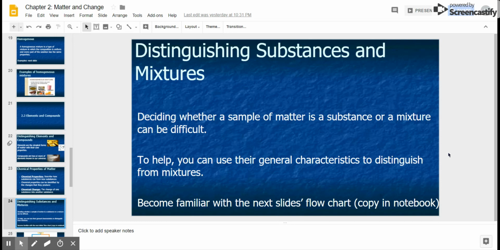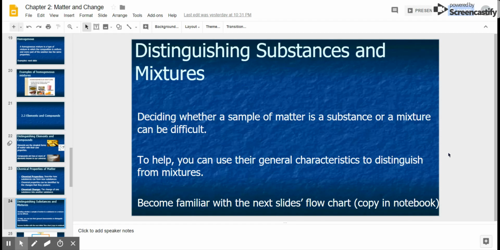So it's very vital that you guys are capable of deciding whether a sample of matter is a substance or a mixture. To help you guys, you could use their general characteristics to distinguish mixtures. So if it looks like a mixture, you're able to eliminate that matter from being classified as a substance.